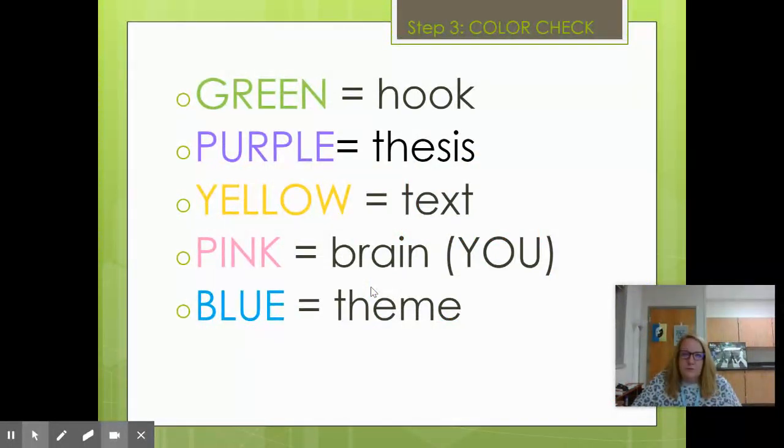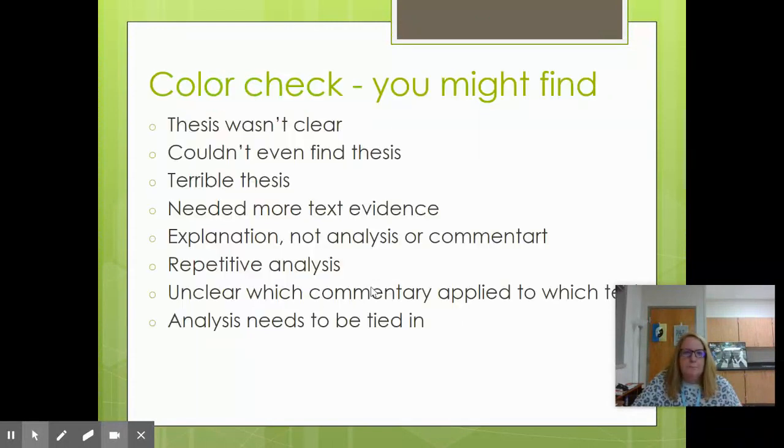Okay, this is just a review of how you're going to color code your paper. Obviously, it would be a huge red flag if some of these colors are missing or one of these colors is missing. You need to fix that. But some things you might find. Maybe your thesis wasn't as clear as you thought it was. It was hard for you to find it in your introduction. Maybe your thesis was weak. Maybe you need more text evidence. Maybe you don't have at least 2 examples in each body paragraph.